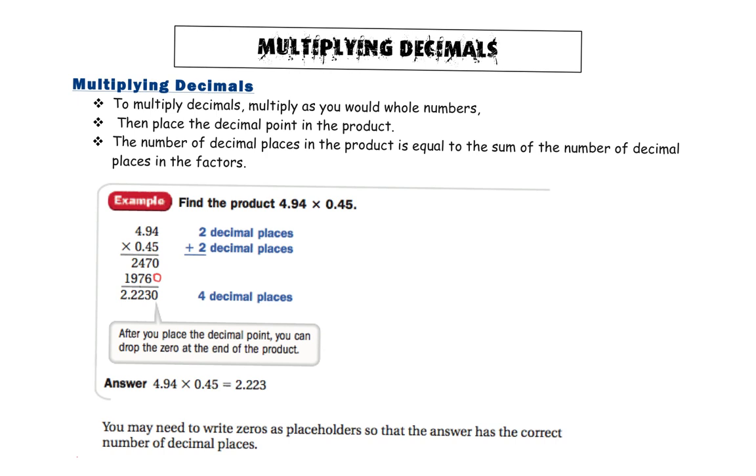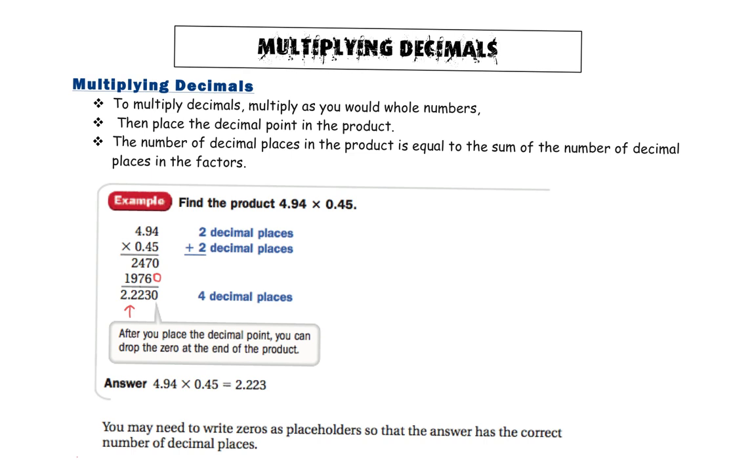Now, where the decimal point goes is you need to see in your problem how many digits are behind the decimal point. In this problem, there's 2 digits in the first number and 2 digits in the second number, so that's 4 digits total. And so you can see there that they put the decimal point 4 digits over, so you start counting from the right side of the number. In other words, in your answer, there should be 4 digits behind the decimal point in your final answer.